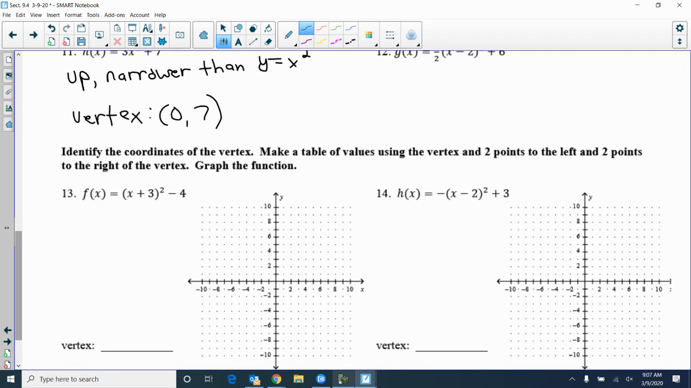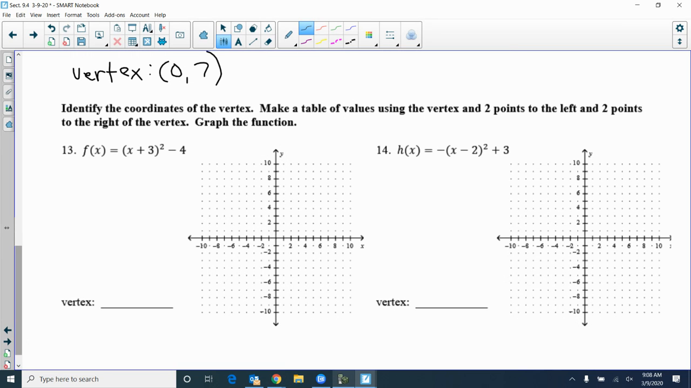Okay, now this next one. And this is one I wanted to make sure we really do because it's going to be confusing the first time. Identify the coordinates of the vertex, and then we're going to make a table of values using the vertex, 2 points to the left, 2 points to the right. We're going to graph it. First thing you want to do is identify the vertex, and that is based upon which way it moves. This moves it left 3, down 4. What will the vertex be? Okay, Rylan, what do you think?